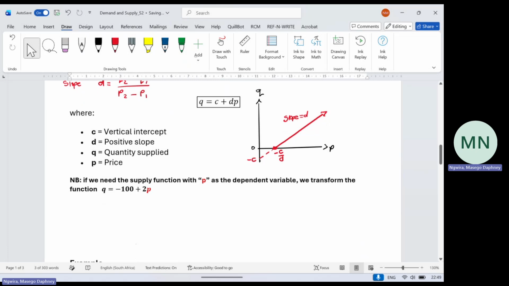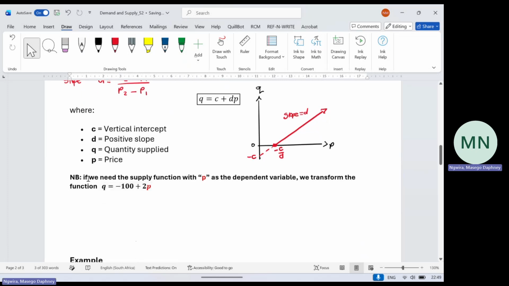Here it says a note: if we need the supply function with P as the dependent variable, we transform the function. This is just an example. Let's say you're given the function Q equals negative 100 plus 2P, and you want P to be the subject of the formula, a dependent variable, meaning we're going to be solving for P. The first thing we're going to do is take this to the other side, so this will be a negative.